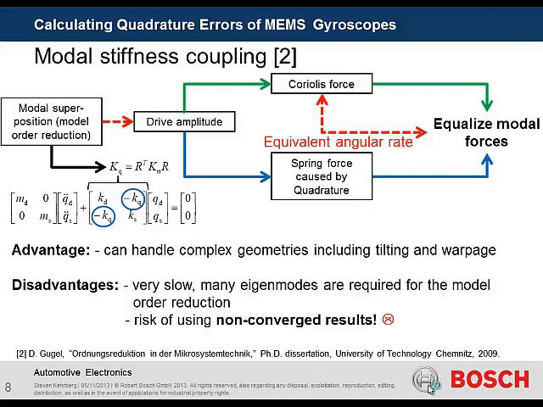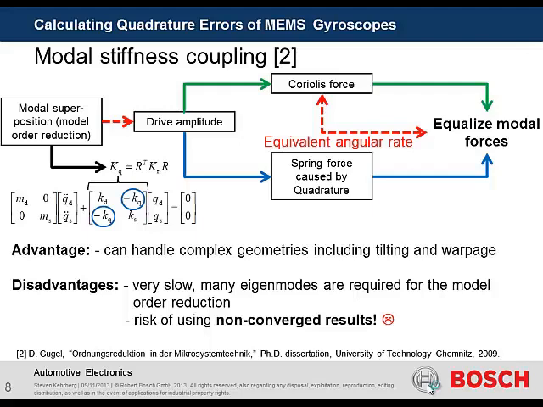And once again, if we have a look here, we have this drive amplitude, and we have this desired path here, the Coriolis force, and we have the undesired path here, and thereby we get from this undesired path a spring force caused by the quadrature effects. And now we do not equalize amplitudes at a single point. In this case, we equalize forces.